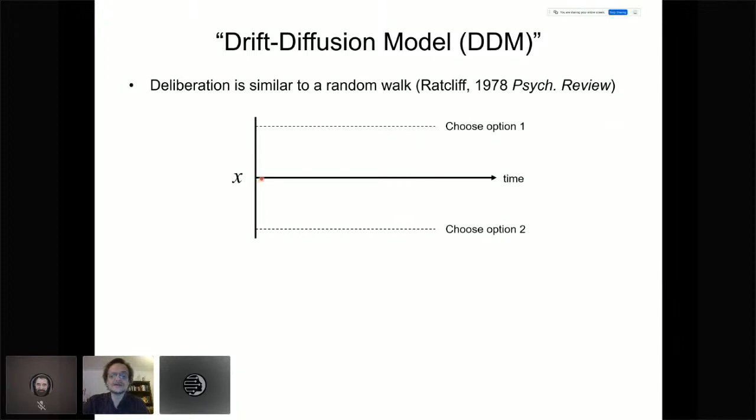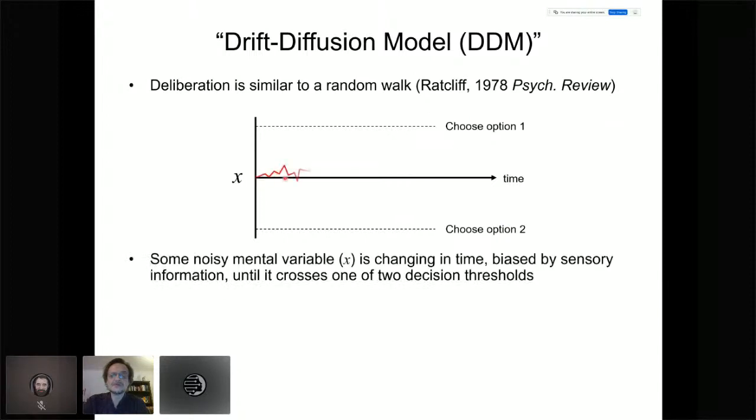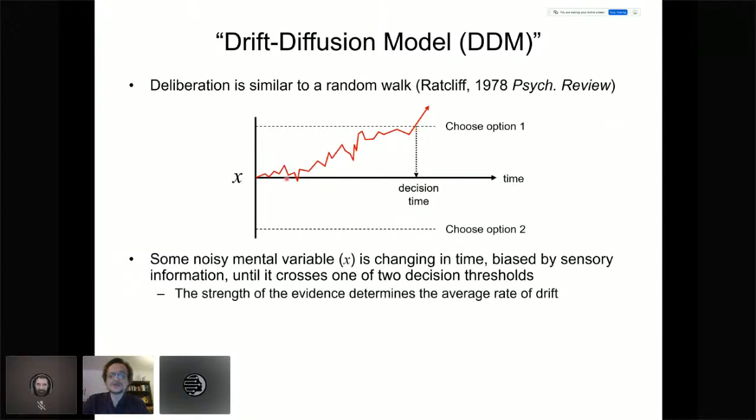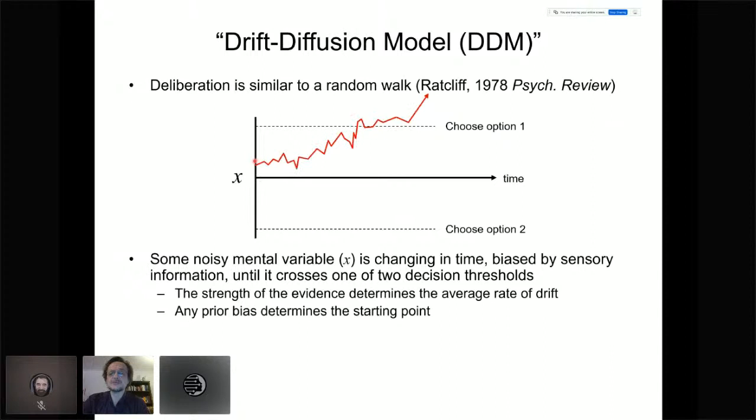The idea here is that deliberation involves some kind of neural variable which randomly moves over time between thresholds. And when it hits a threshold, then you make that choice. The drift of this neural variable is biased by the sensory information you receive from the world. So again, if the sensory information is strong, the rise is faster. If the sensory information is weak, it takes longer. You can start at a higher starting point if you think you already know which option is more likely, and then you'll get there earlier.